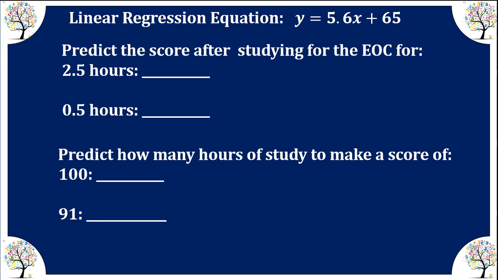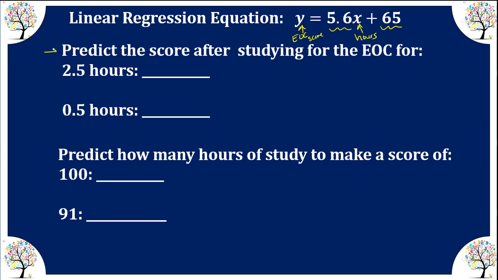So here is the model. Here was our slope. We rounded to the 10th, and here is our initial value. So when we study 0 hours, we start out with a 65. And then each additional hour we study, we go up 5.6 points. So X is hours of study, remember, and Y is your EOC score. So the more that we study, the higher we make on the EOC.